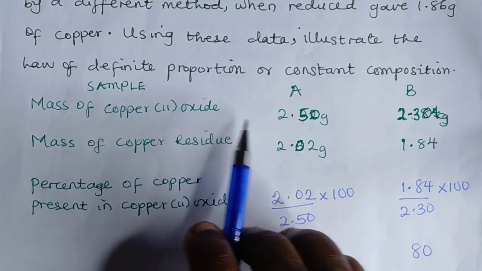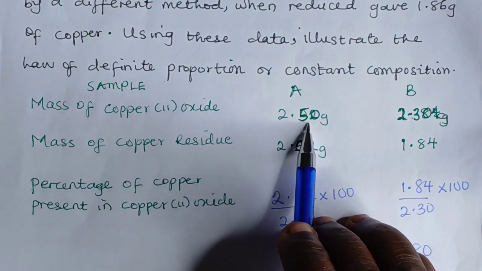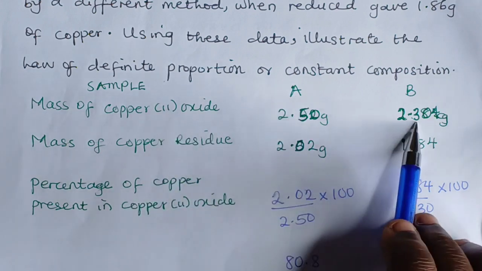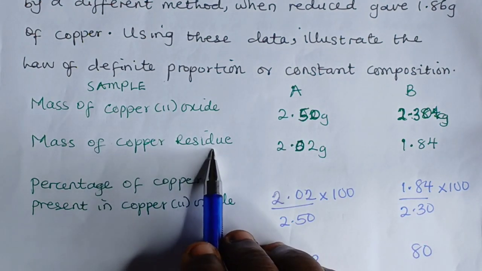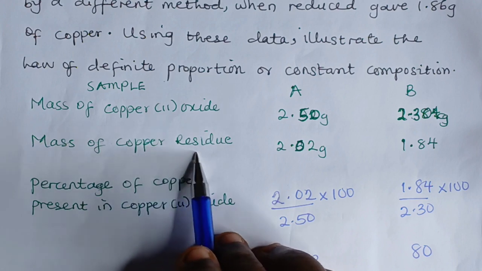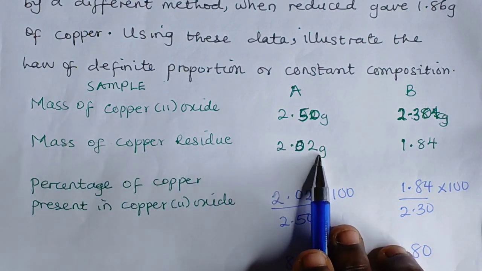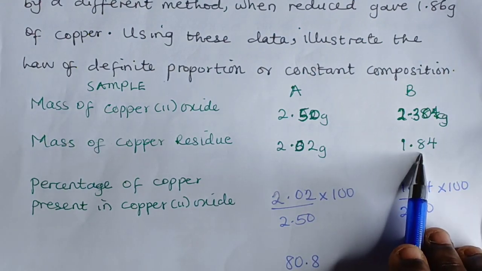Meaning that we have copper 2 oxide produced from different sources here. This is the mass of copper 2 oxide, 2.50 in sample A, the mass of copper 2 oxide in sample B. Now, after reduction took place and heating, the copper 2 oxide was reduced with hydrogen and only pure copper remained. That's a pure residue, copper residue. Under sample A, we have 2.02 gram left, and under sample B, we have 1.84 gram left.